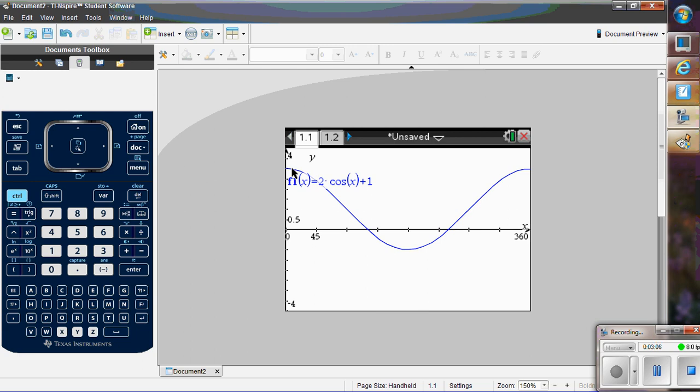As I was saying, the amplitude is 2 and the vertical shift is 1. So you already knew that there would be a line at 1 going across, which is where the midline is. It would go up 2 from the midline and down 2 to the midline's other side. So our max would be 3 and our min would be -1.